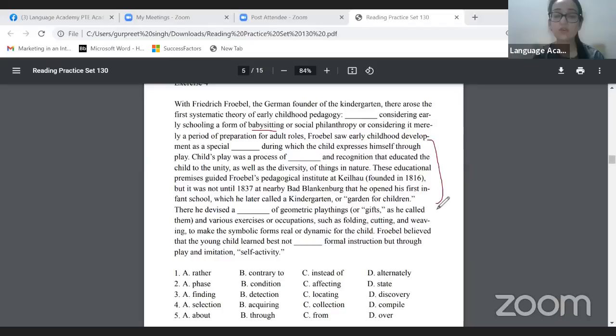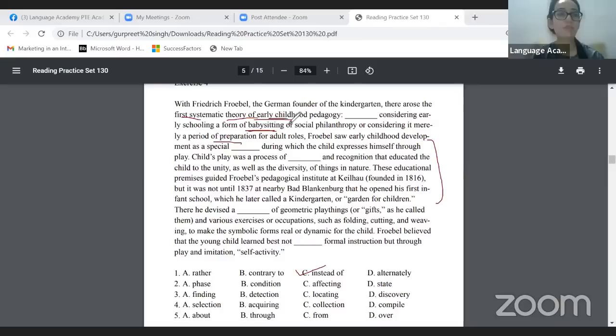He wanted to say that there's a lot of education even in early childhood. It's not just babysitting, and it's not just preparation for adult roles. The early childhood period in itself is a different phase in which children learn a lot, express a lot, and it's not just waiting for them to become adults. This was the whole context of the paragraph. So they say, there arose the first theory of early childhood pedagogy, dash, considering it just babysitting. So this is picking up the easy words to understand the relation of the sentence. So the answer was "instead of," meaning he made the first theory of early childhood, that there's a proper theory in it. It's just not babysitting.